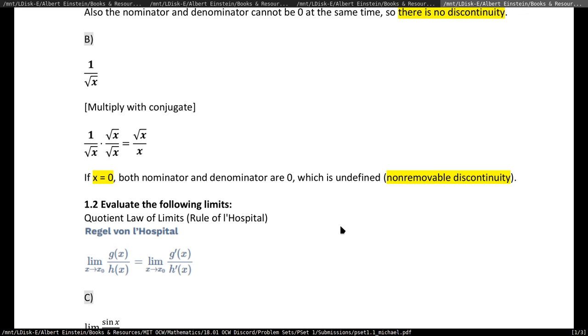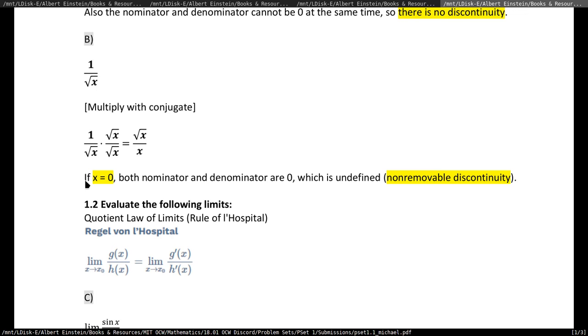Yeah, the answer is correct. It's just that the non-removable discontinuity part is because it is not a circle here. You don't have a hole. At x equals 0, your function is undefined, so you have a break in the graph, and that is by definition the non-removable discontinuity. It's just that we didn't see it in our example lectures.